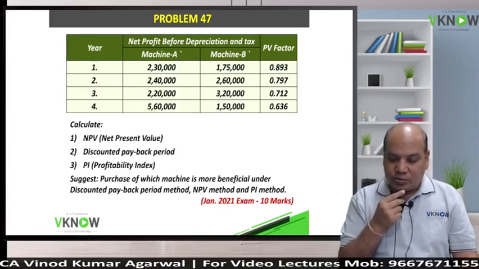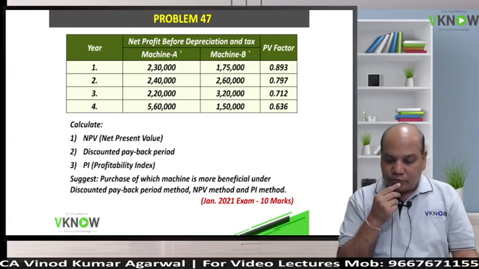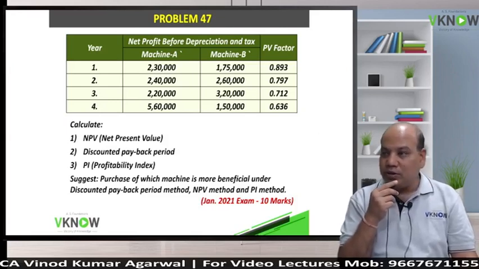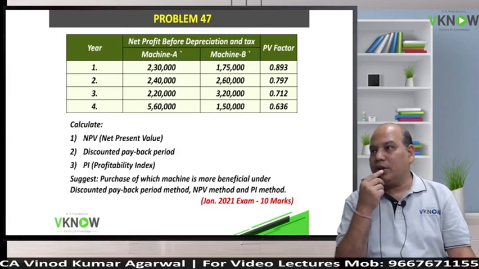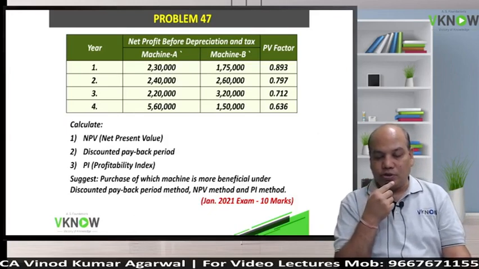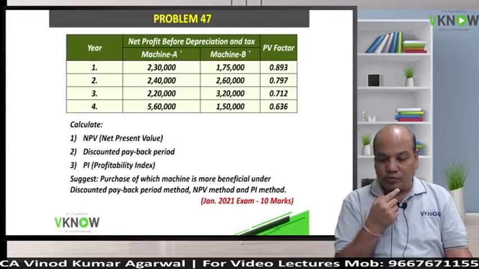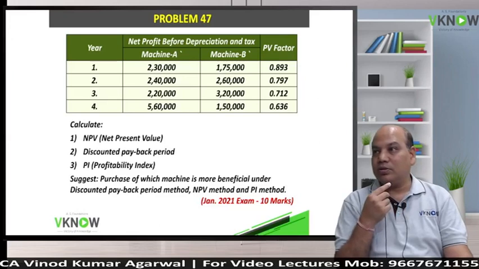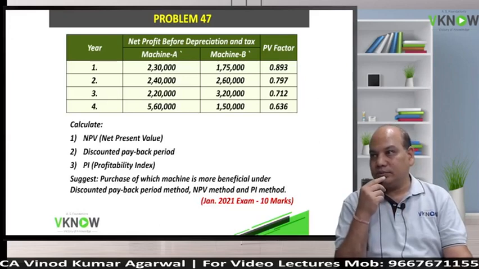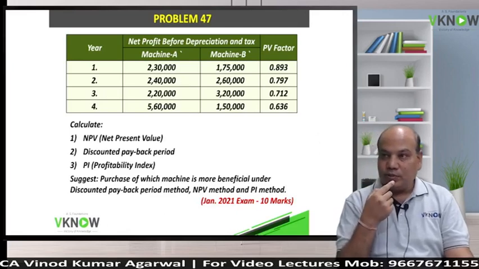Suggest purchase of which machine is more beneficial under discounted payback period method, under NPV method and under profitability index method. So you have to also reply which is better. So we will say in case of discounted payback period method, whichever is lower. In case of NPV method, whichever has higher NPV. In case of profitability index method, whichever has higher profitability index.